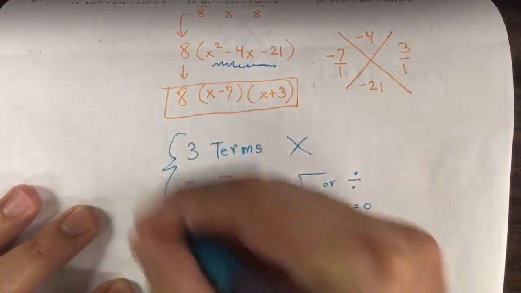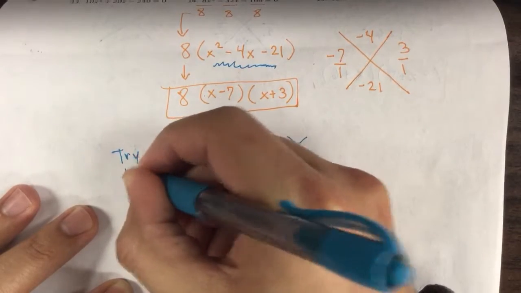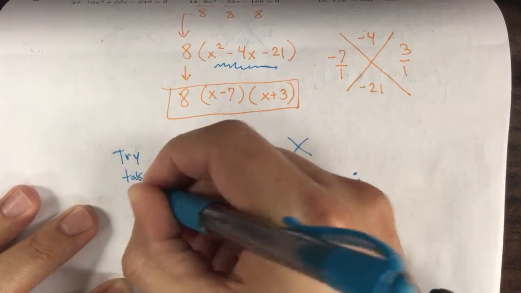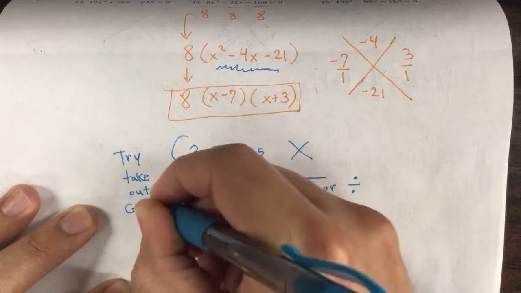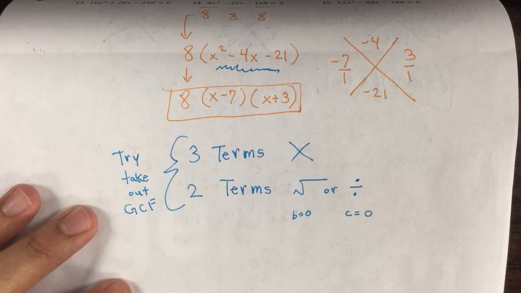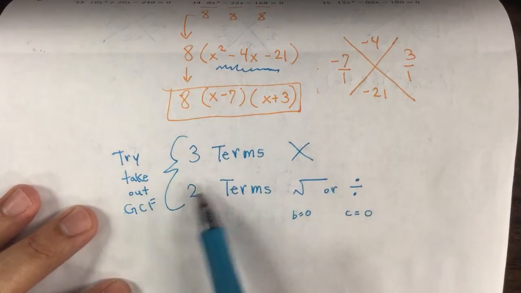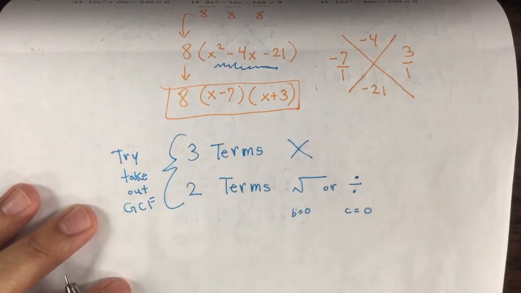And then the first step you should always do is always try to take out a GCF. Always try to take out a GCF. If you can make your number smaller, that's just going to make your life easier, right? So always try to take out a GCF. And then do the X method, or if you have 2 terms, square root or divide.